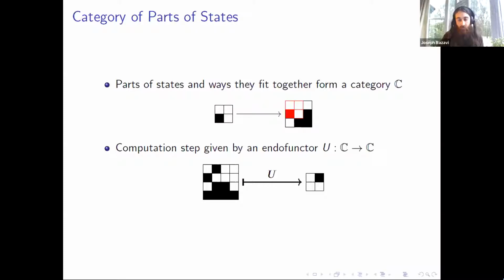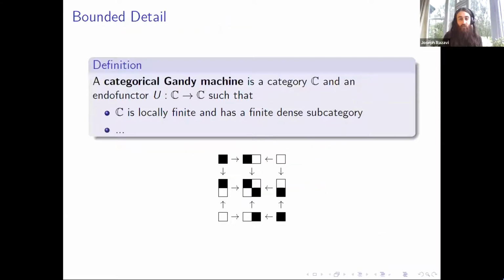Now we'll write down the first of Gandy's constraints in terms of categories. That's going to be that these objects are finite and have a bounded amount of local detail. So we'll start our definition and leave a space to continue it later. A categorical Gandy machine is a category C and an endofunctor U on C. Our first constraint is just on the category C. We demand that it's locally finite, in the sense that all of its Hom sets are finite sets, and it has a finite dense subcategory.